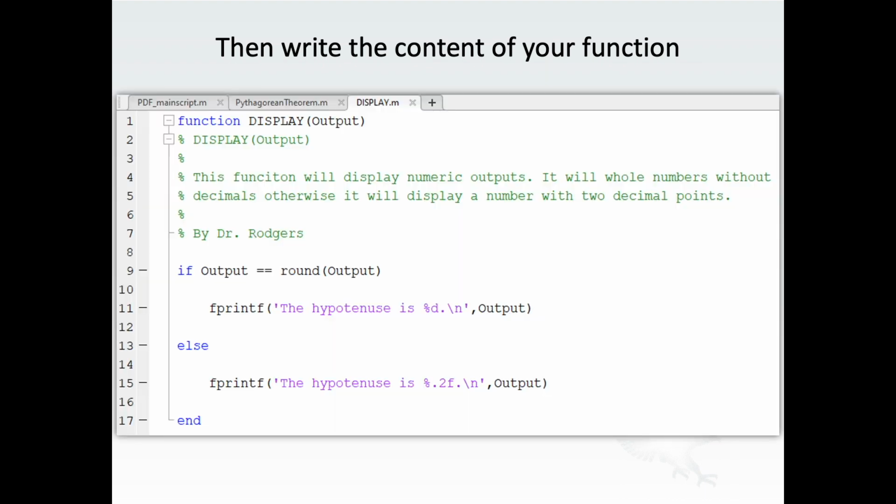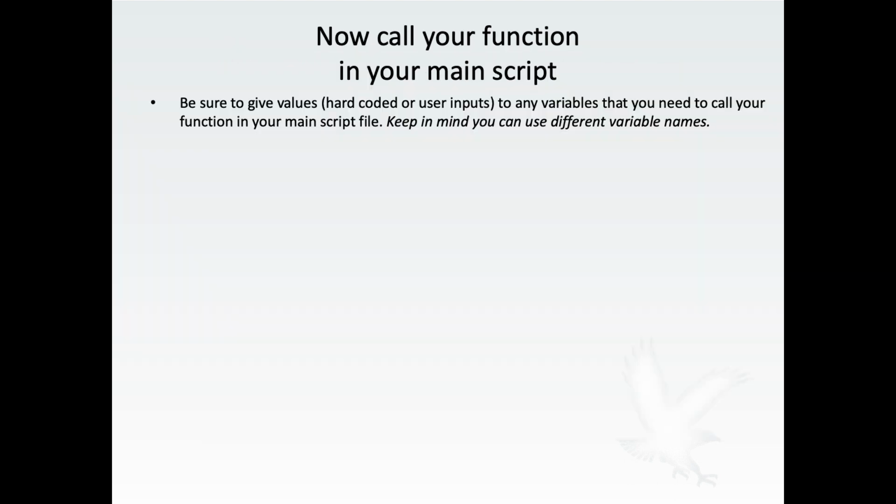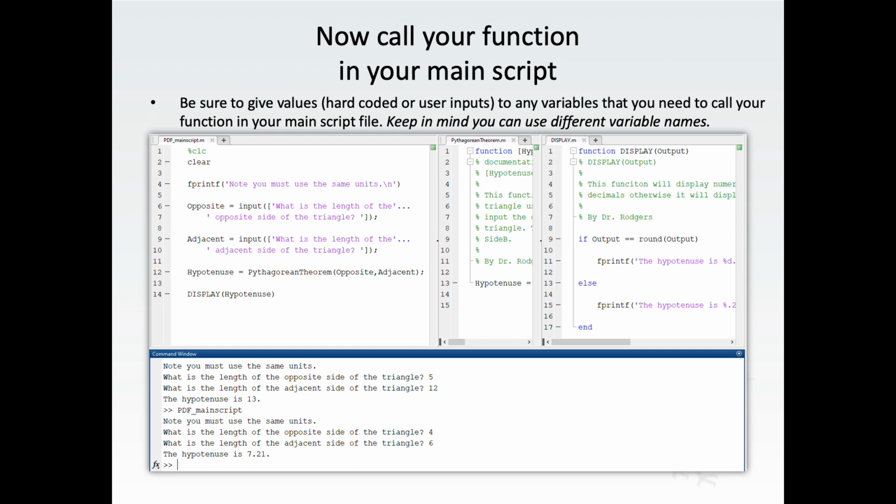Now we will write the content of the function. So based on the specifications, we need to have the output outputted with %d for whole numbers and outputted using the %f placeholder when I have decimals. So this will now do that. Now we are going to call the function in our main script file. So notice I no longer have an fprintf in my main script file. Now I'm just using my display function.